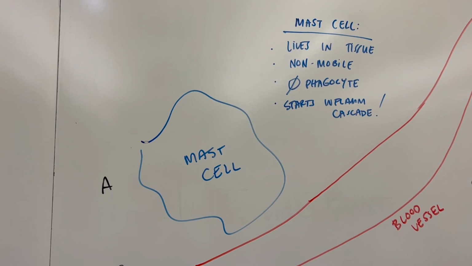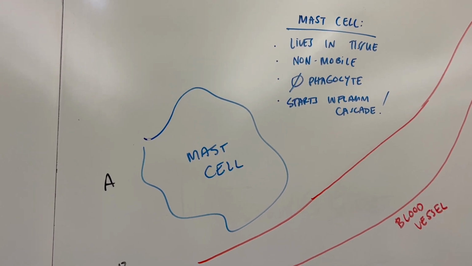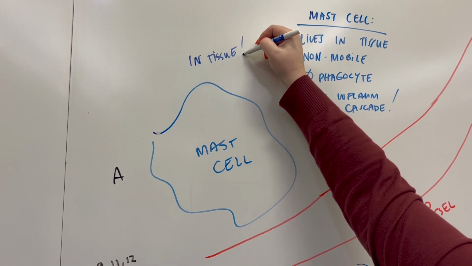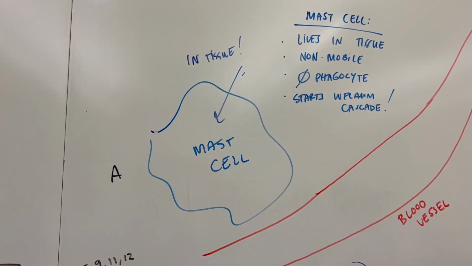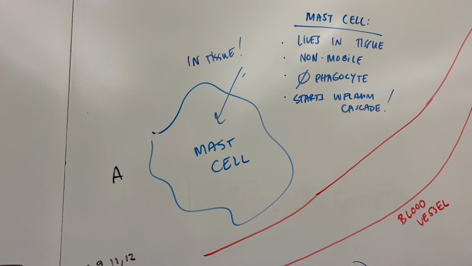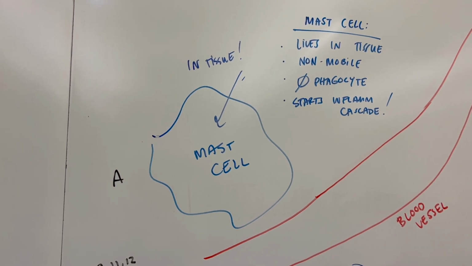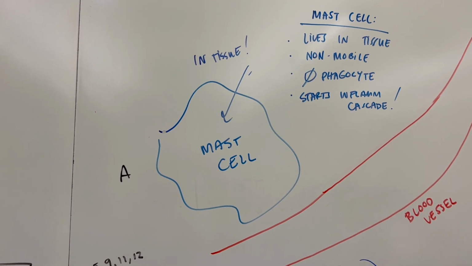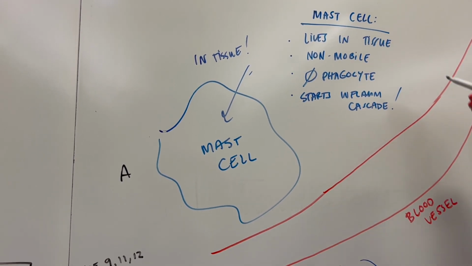And typically this stimuli is occurring in the tissue. So in the tissue, we have mast cells. Mast cells are hanging out and they're going to detect and feel whatever change just happened, whether it's a temperature change, injury, whatever. They live in the tissue.